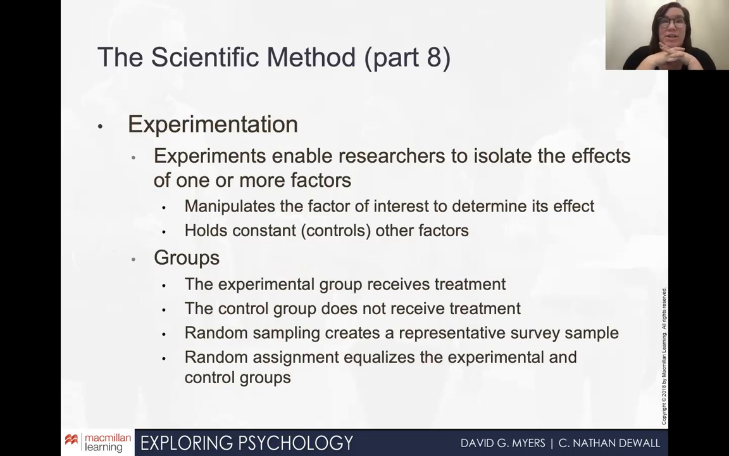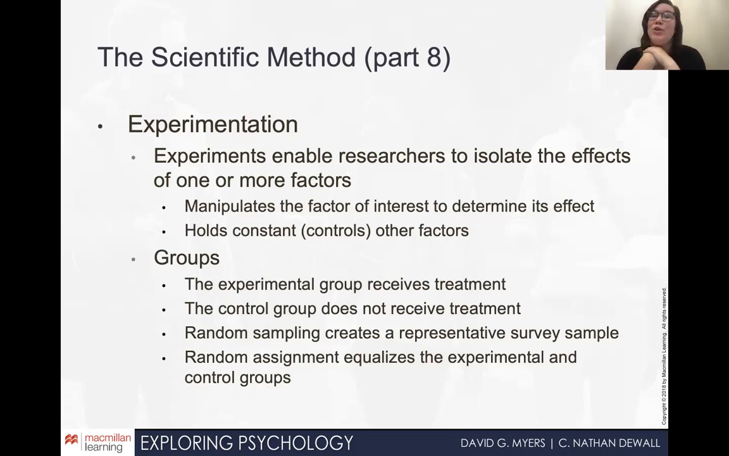So, experimentation. Experiments enable researchers to isolate the effects of one or more factors, right? So we can manipulate the factor of interest and determine its effect, and we can hold constant or control other factors. So in an experimental state, you can look at the thing that you're interested in and control all of the other things outside of that.